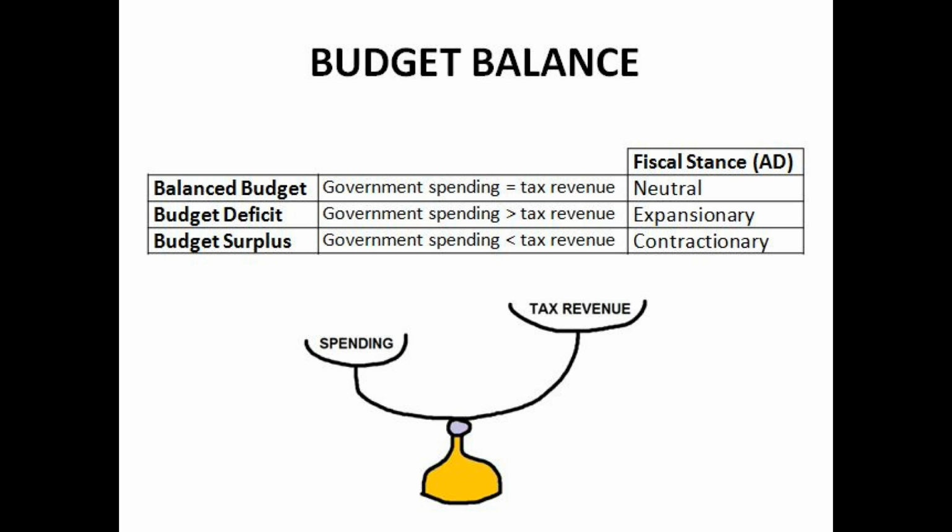Whereas if we've got a deficit or a surplus, there are changes that can occur, so they can have an impact on aggregate demand. If we're spending more than we're taking off the people, we're essentially increasing aggregate demand within the economy. This has an expansionary approach. This tends to increase economic growth and employment, although it can have negative effects on inflation.